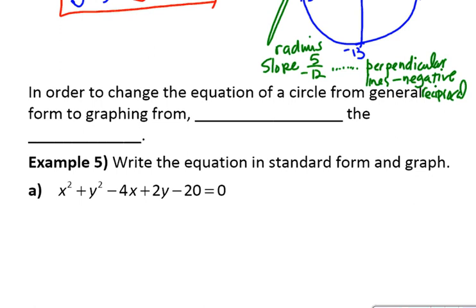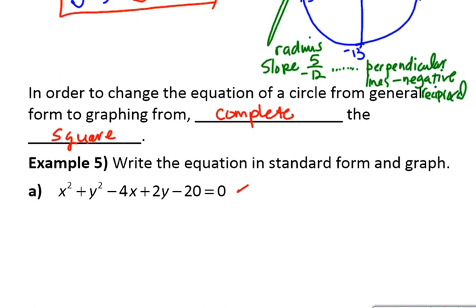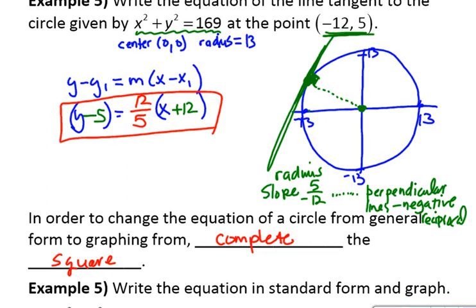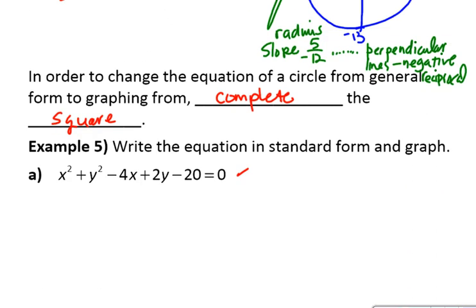All right, so one last topic. In order to change the equation of a circle from general form to graphing form, we're going to complete the square. Because we need to make something that looks like number A right here, something that looks like that with no parentheses. We're going to need to make it look like this. We're going to make it look like it has x minus h squared plus y minus k squared is equal to r squared. So that's what we need to work on.